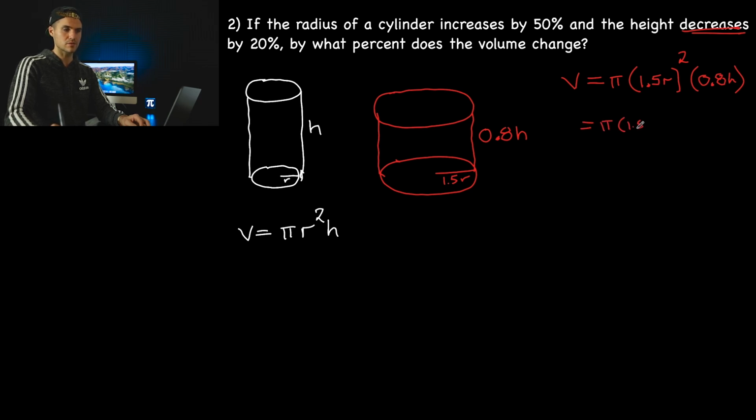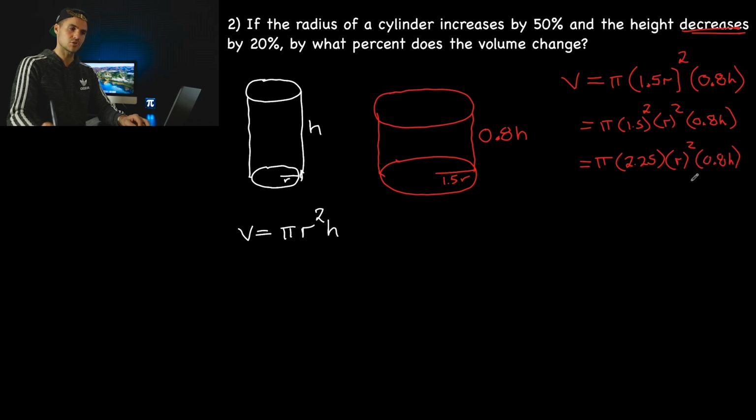Let's see what happens. So this squared, because there's this bracket here, we've got to take everything inside that bracket to that exponent. And then nothing we can do here, so let's keep it as 0.8 h. Now this 1.5 squared, that's going to be 2.25. That's going to be r squared. Then we'll have still 0.8 h.